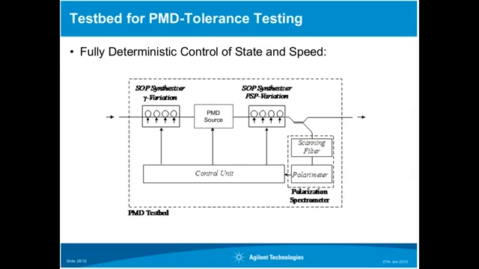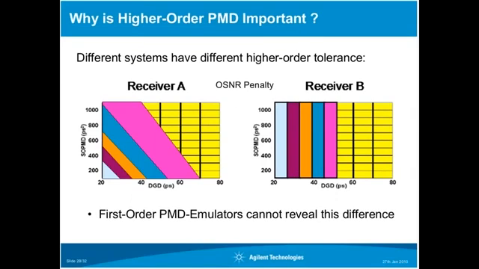So why am I saying second order? Second order PMD has been around for quite a while, and I think meanwhile it's commonly agreed that you have to measure the PMD tolerance also in the second order regime. So why do you have to do this?